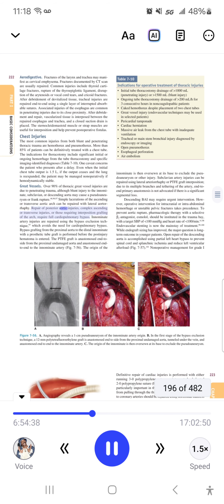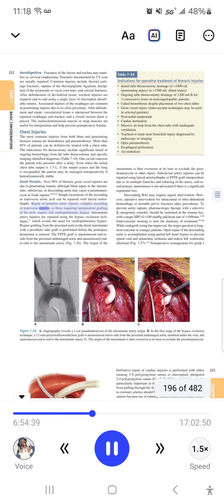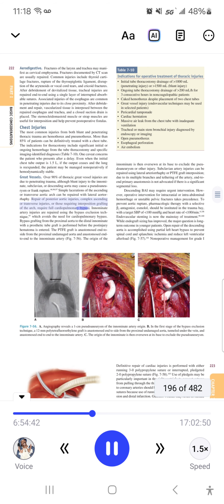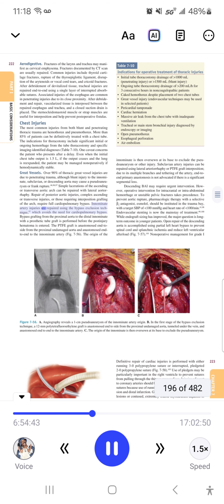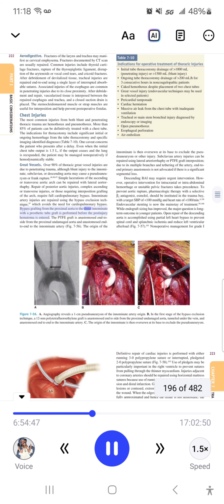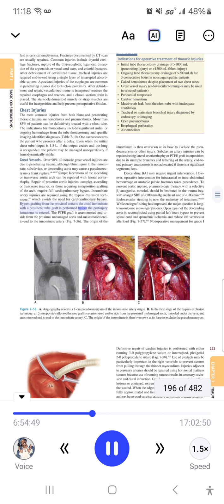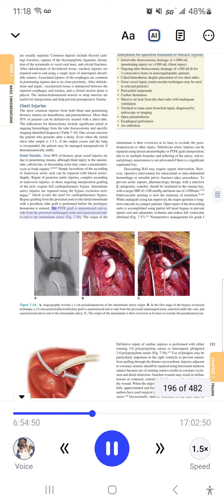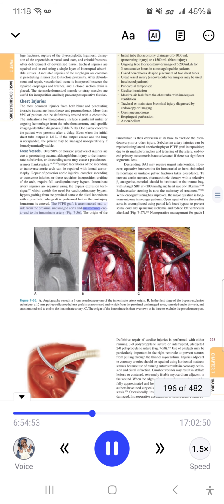Repair of posterior aortic injuries, complex ascending or transverse injuries, or those requiring interposition grafting of the arch requires full cardiopulmonary bypass. Innominate artery injuries are repaired using the bypass exclusion technique, which avoids the need for cardiopulmonary bypass. Bypass grafting from the proximal aorta to the distal innominate with a prosthetic tube graft is performed before the post-injury hematoma is entered. The PTFE graft is anastomosed end to side from the proximal undamaged aorta and anastomosed end to end into the innominate artery.